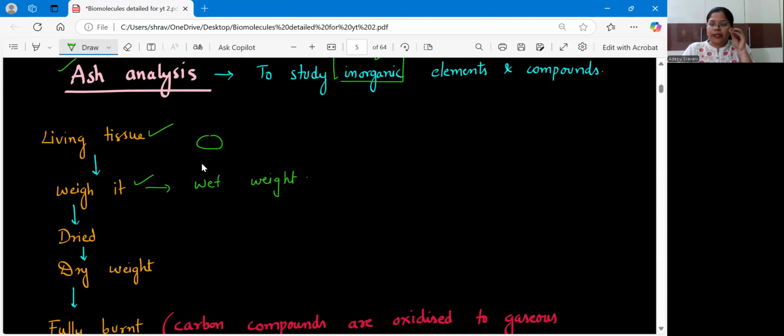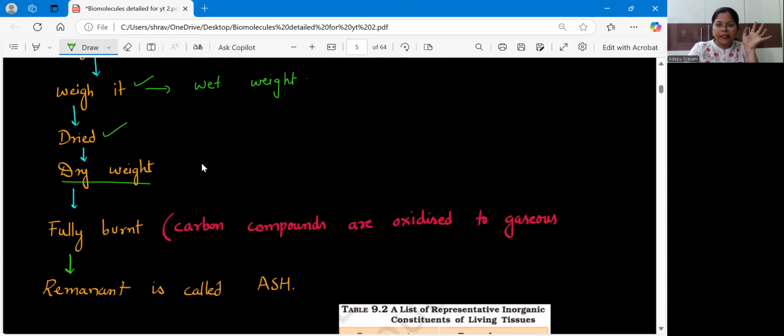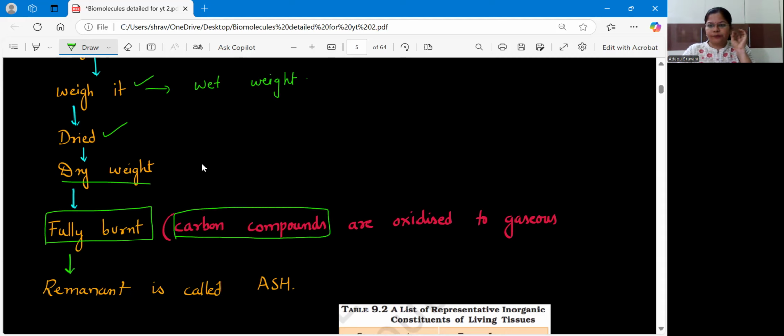Clear? After getting the wet weight, you have to dry it. Again, you take the weight and we get the dry weight. Drying ensures that the water component is lost. After it is completely dried, you have to burn it completely in the presence of oxygen, that means in the open air. So when you burn it completely, whatever organic carbon compounds are there, right?